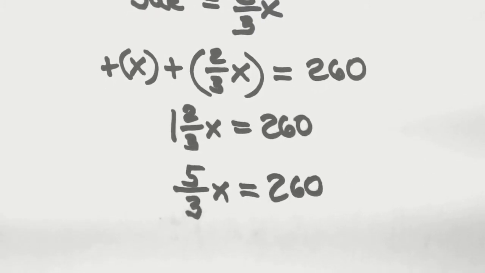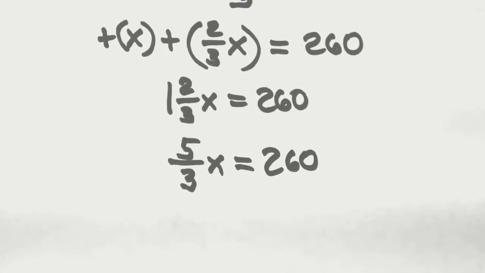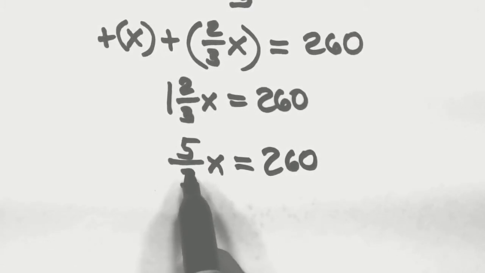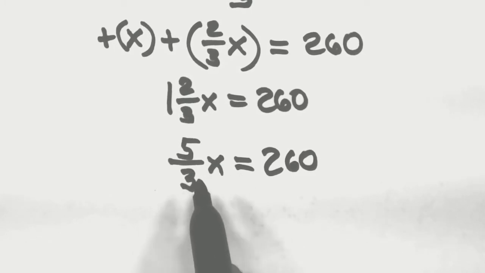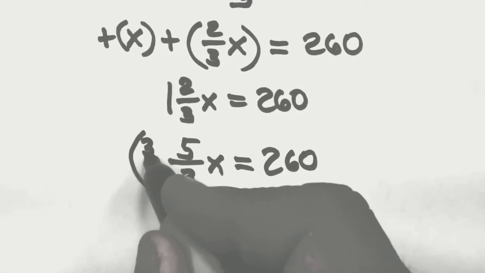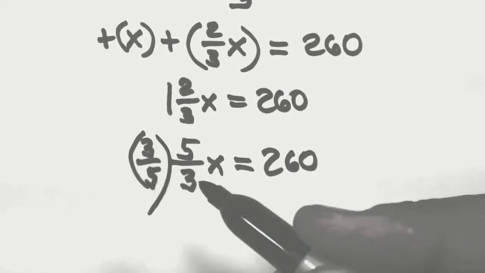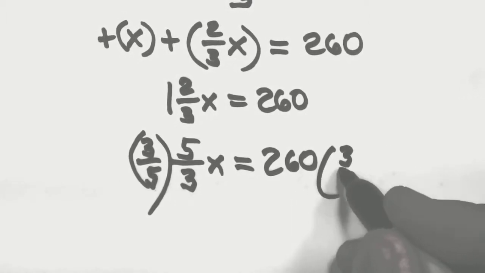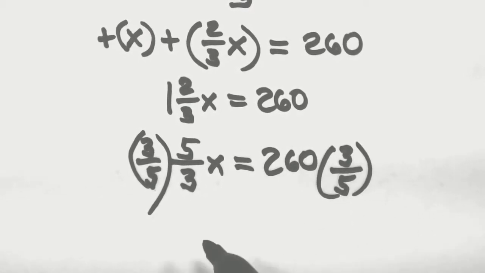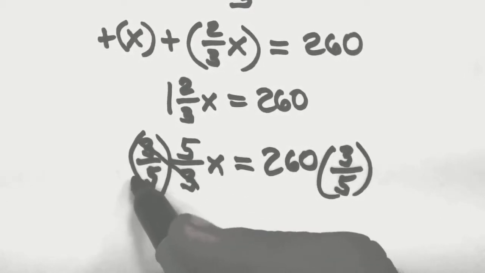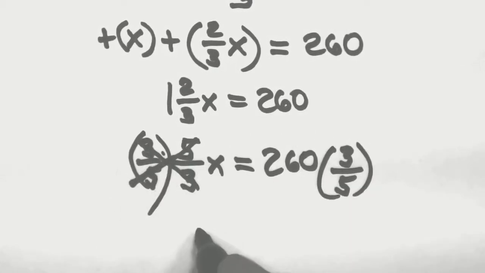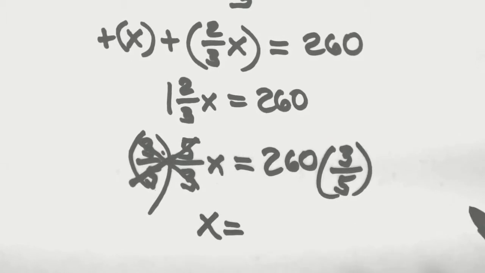Now, the reason you want to do that is anytime you have a fraction times your variable, the easiest way to get this back to just a single x, remember, we want to know what 1x equals, is multiply both sides by the reciprocal of that fraction. So here we go. Multiply both sides by 3/5. Well, on the left, the 3's cross cancel, the 5's cross cancel. We end up with just 1x, or x equals.